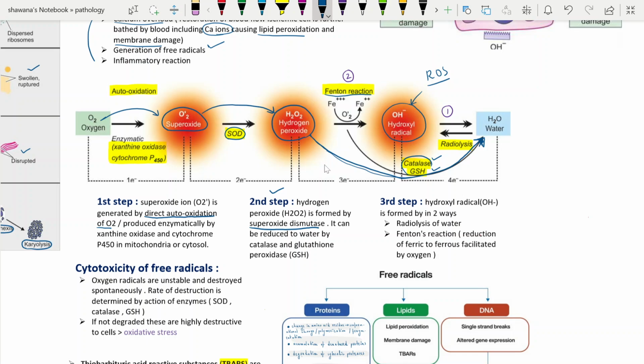Okay, but it can also be converted into the hydroxyl radical, and the hydroxyl radical can also be formed by the radiolysis of water. Did you understand this mechanism? First is the formation of superoxide, second is the formation of hydrogen peroxide, and the third is the formation of hydroxyl radical, and it is the most damaging of them.